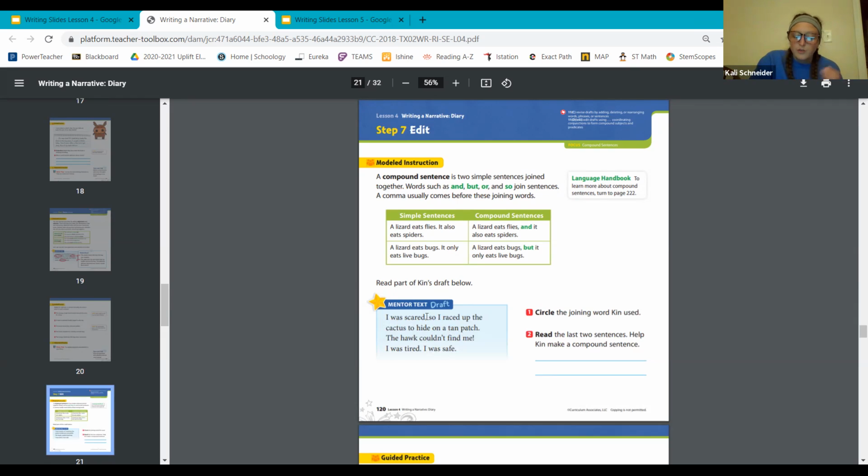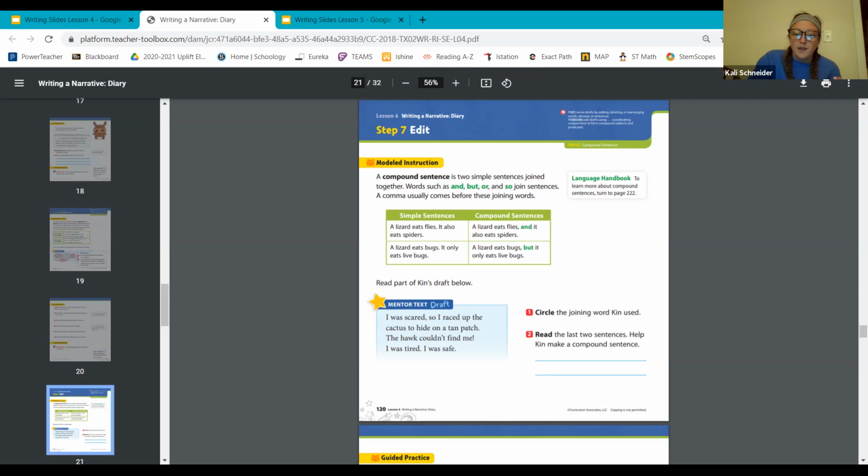I was scared. So I see one of those words there, right? So I raced up the cactus to hide on a tan patch. It definitely combines the sentences here, right? Because it could say, I was scared. I raced up the cactus to hide in a tan patch. Does it make sense still? Yes. But adding that so makes it a compound sentence and it doesn't change the meaning.